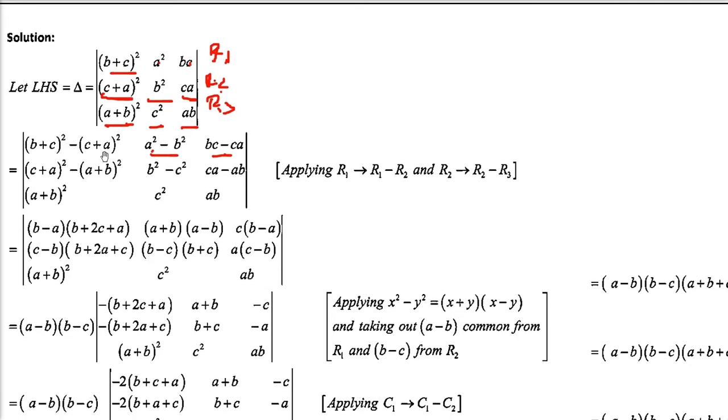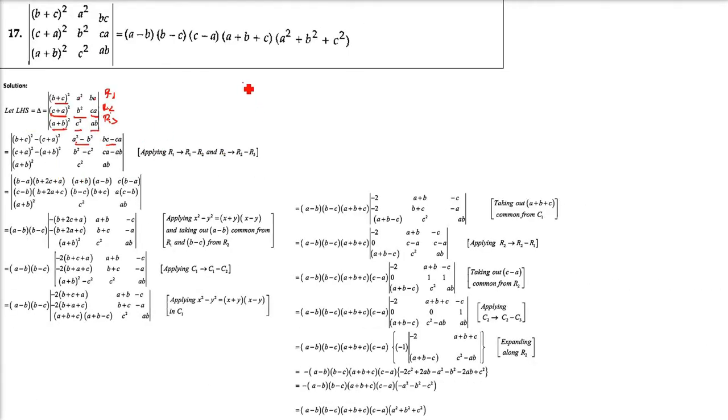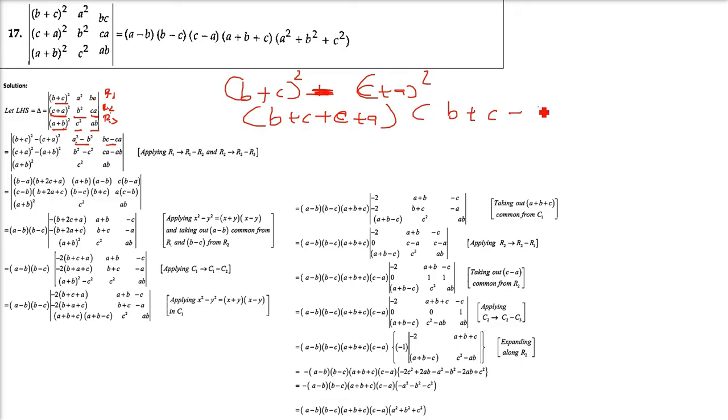Now this is b plus c whole square minus c plus a whole square. So can we get a b minus a from here? I'll just do this first one to give you an idea how the second one will go. b plus c whole square minus c plus a whole square. I am applying the a plus b, a minus b formula. So b plus c plus a and b plus c minus a. So you get b plus a plus 2c. Here c gets cancelled, you get b minus a. So now you see b minus a has come.